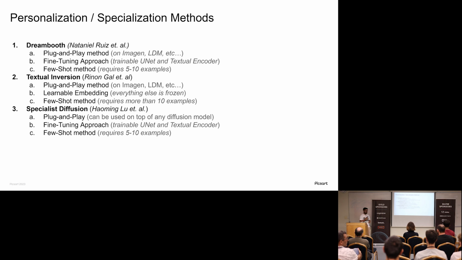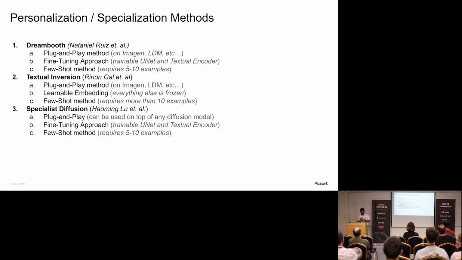And if the number of images is too big, that's not a good scenario. That's why we need a scenario where we will be able to generate only by providing 5 or 10 visual examples. Textual inversion also has the same plug-and-play feature. It is applicable on different architectures. We don't have to have a fine-tuning approach. In the fine-tuning process, we only learn an embedding. We don't get into much detail here, and it is also a few-shot method which requires not more than 10 examples.